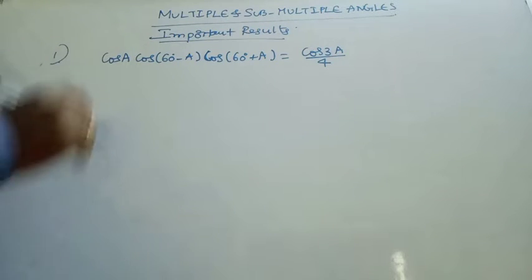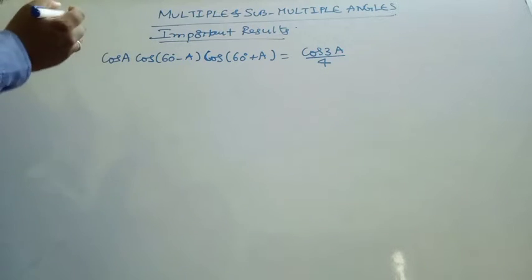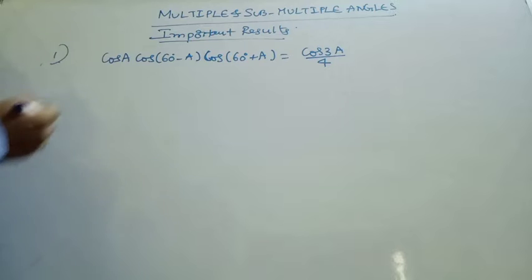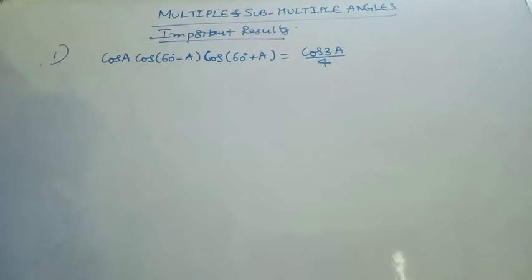This is multiple submultiple angles, right? On this, we have some important results. On that, first one is cos A cos(60° − A) cos(60° + A) equal to cos 3A by 4, right? We have some important results and we will prove them, and based on that we have a number of problems.